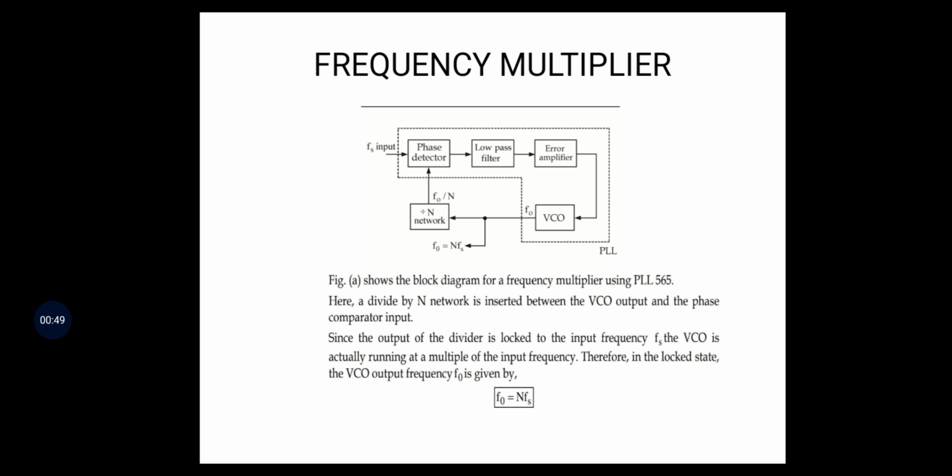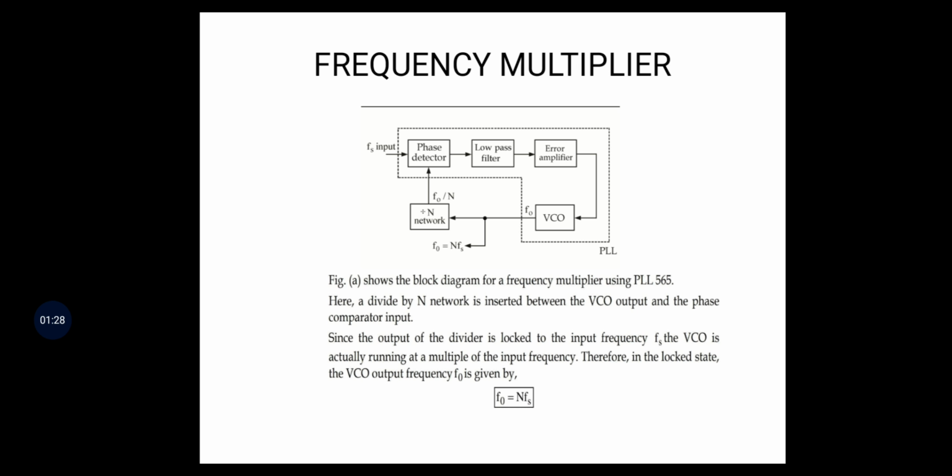This is one of the applications of PLL, phase lock loop. Using PLL, we can multiply the frequency any number of times. If you have 200 megahertz, and you want to convert it to 400 megahertz or 600 megahertz or 800 megahertz, any multiples of 1, 2, 3, 4 like that, we convert the frequency. This is called frequency multiplier.